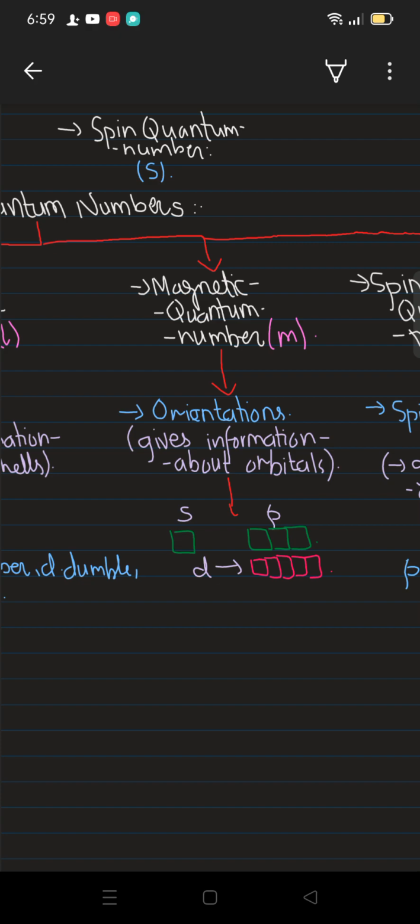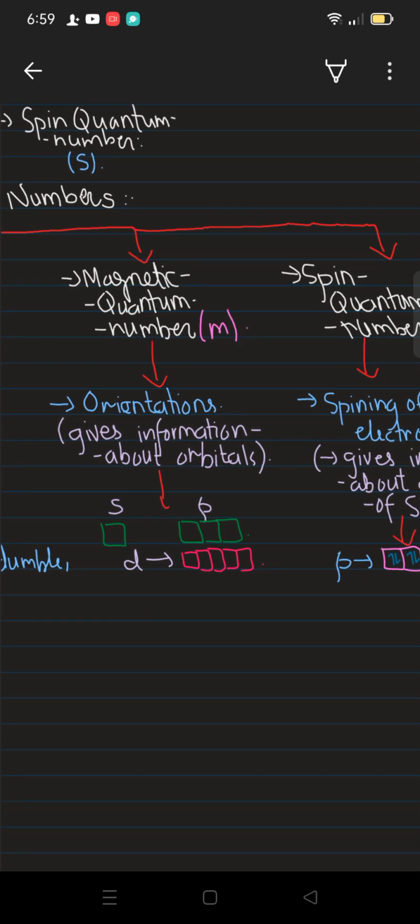Then we discussed the magnetic quantum number, which was represented with the letter M, and it gave us information about the orientations, which means it tells us about the orbitals. If there is S, there is one orbital. If there is P, there are three orbitals. If there is D, there are 5 orbitals, and if there is F, there are 7 orbitals. We're going to check today why we have these orbitals, like if we have 1 in S, why there are 3 in P, why there are 5 in D, and why there are 7 in F. We will discuss each and everything today.